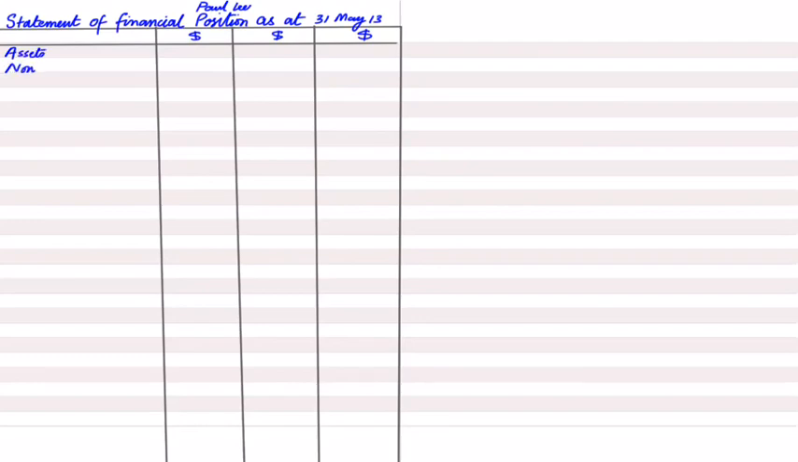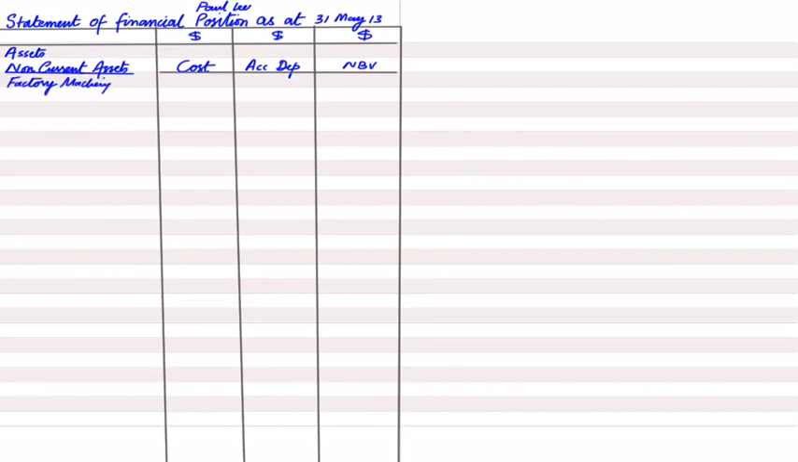After assets, we'll mention non-current assets first. In the 3 columns, in the first column we'll give the heading cost, then accumulated depreciation, and thirdly net book value. There are 2 types of assets. The statement of financial position is a combined one for factory and office. It will include both types of assets, either those used in the factory or those used in the office or admin department.